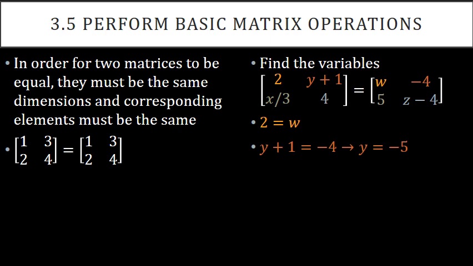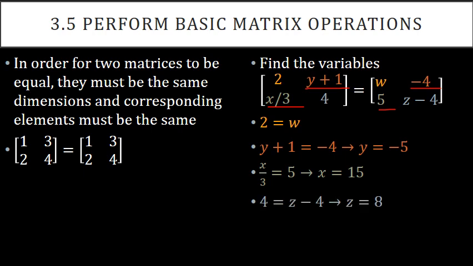To find the y's, the top right element is the top right element. Make them equal to each other and solve for y. We can do the bottom left, and make those equal to each other and find x. And lastly, we can do the bottom right, the 4 equals the z minus 4, which is also in the bottom right. And you get 8. Make sure they're in the same spot.